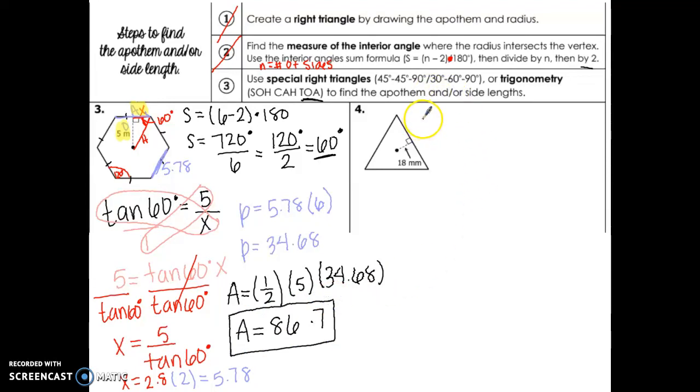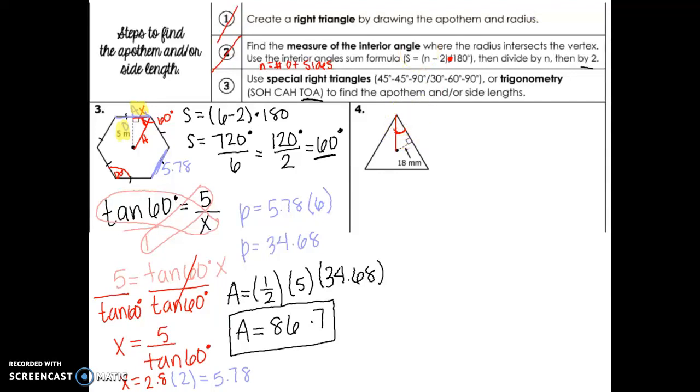For number 4, I do want you guys to try that out on your own. I will be doing 2 things for you. I will be drawing your radius. You should be drawing us the same way. Remember, when we find our angle, we are using this angle.